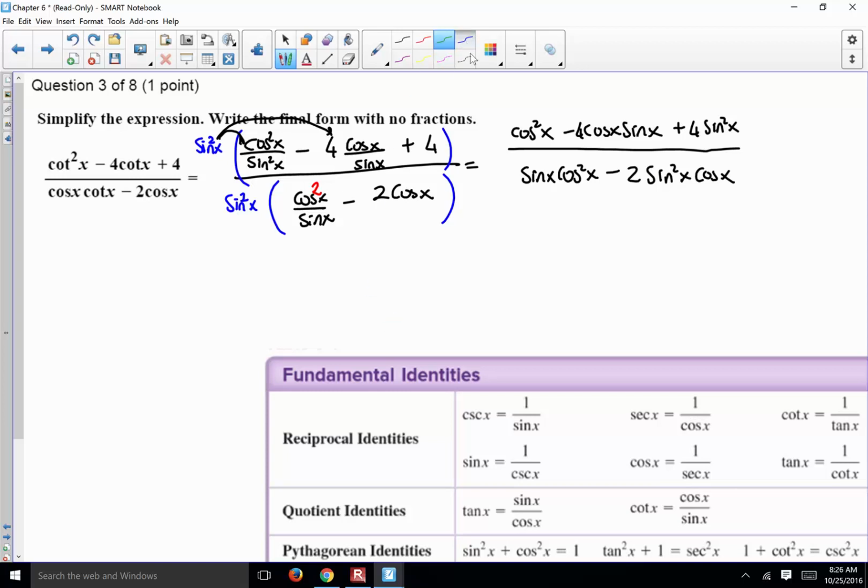Oh, I can factor a sine x from these guys, right? I can. But this doesn't have sine x. This has 1, this has 1, but this has no sine x, none. So you cannot factor a sine x, guys. Are we stuck? Do we quit? Kyle, do you have any input? Any ideas?